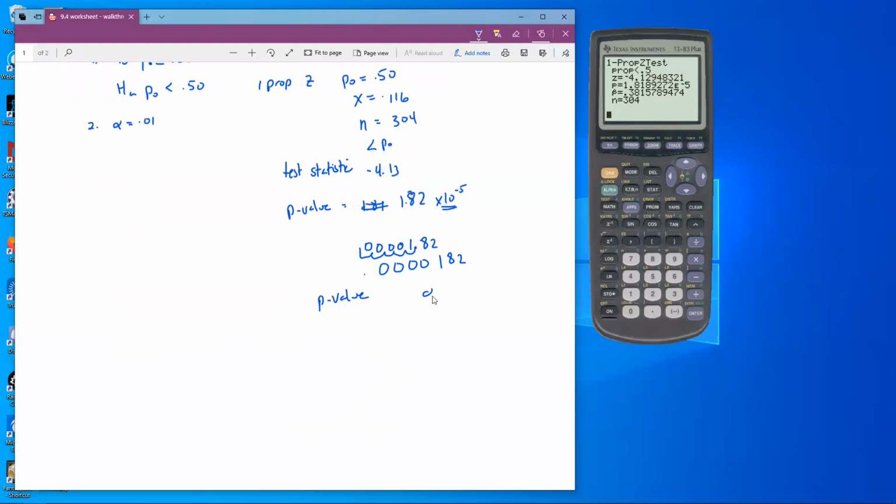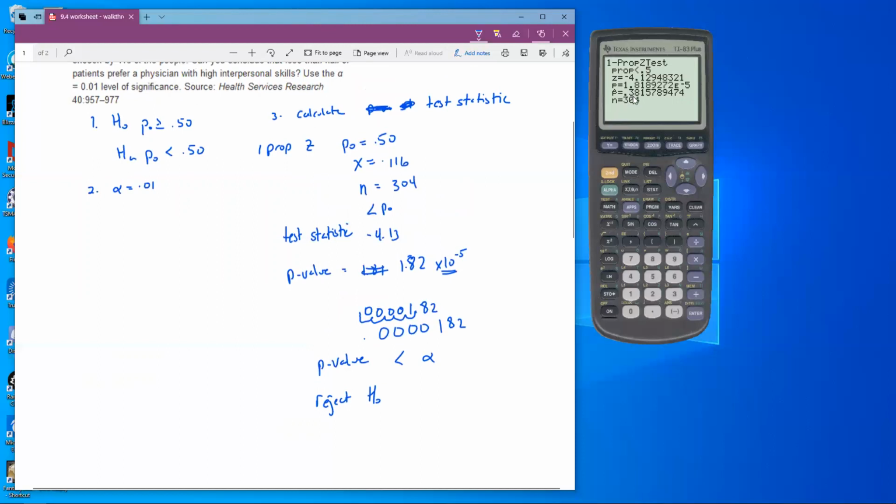Now we have to decide, is our p-value bigger than alpha, less than alpha, not equal to alpha, or is it too hard to tell? Well, our alpha is 0.01, and even though that's only 1 penny, this is actually not even 1 penny. So our p-value is much smaller than alpha, and our rejection rule says if our p-value is smaller than alpha, then we reject the null hypothesis. And our p hat is only about 40%, actually 38% here, which is quite a bit less than 50%. So we're going to say reject H0.